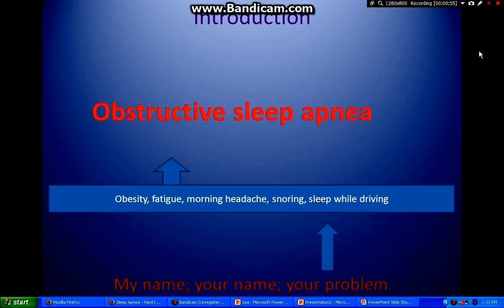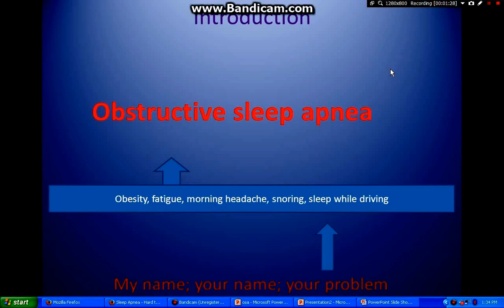While we are going to talk about obstructive sleep apnea, we will look at the basics and also ask the patient's concerns in the last. Obstructive sleep apnea can also be called obstructive sleep hypoapnea, because apnea literally means there is no breathing, but in reality the patient is having hypoapnea rather than apnea.